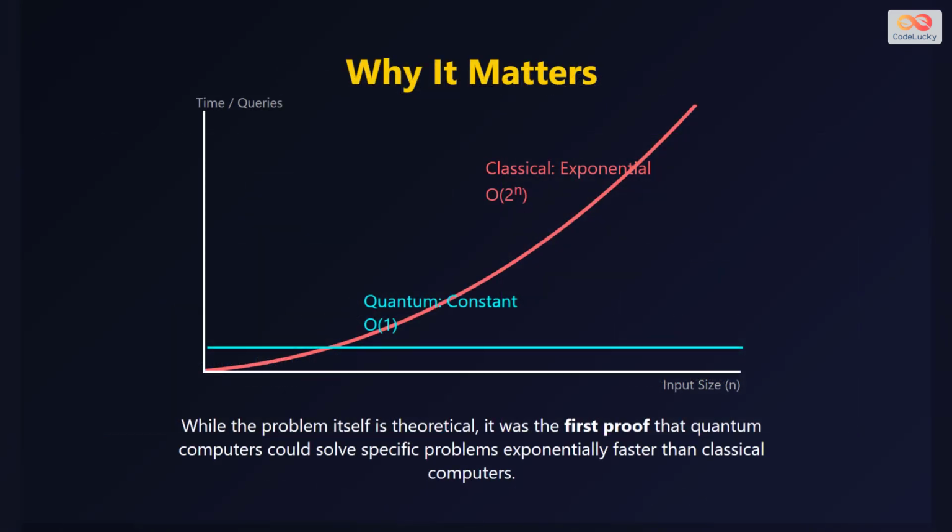This graph illustrates the massive difference. The red curve shows the time a classical computer takes, which skyrockets as the input size grows. The blue line is the quantum computer, which stays constant regardless of the input size. This demonstrated for the first time that quantum computing offers a fundamental computational advantage.